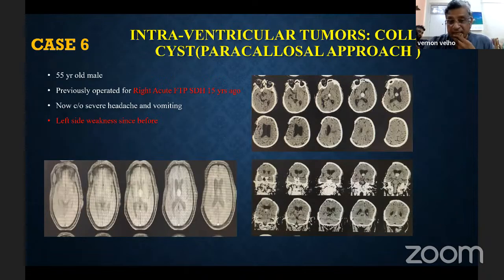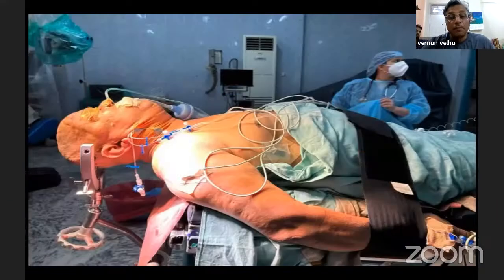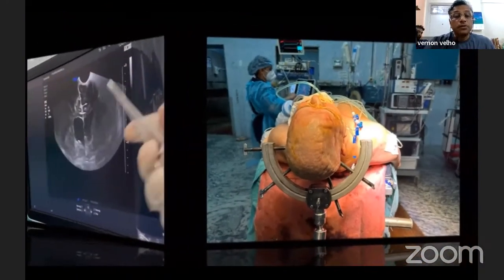Now this is a patient who we had operated for a subdural hematoma around 20 years back. He came with a colloid cyst. So now it was a catch-22 situation, how to operate this patient. We could not go transcortical because there would be a lot of adhesions here. So we went in transcallosal, but mind you, the corpus callosum was not that easy to handle.